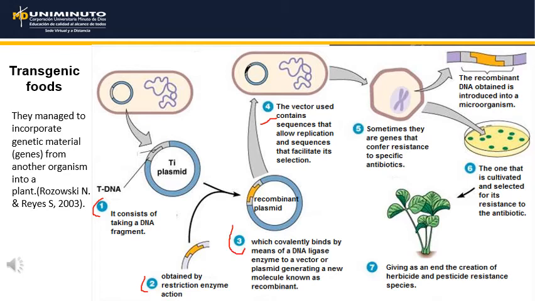molecule known as recombinant. 4. The vector used contains sequences that allow replication and sequences that facilitate selection. 5. Sometimes there are genes that confer resistance to specific antibiotics. The recombinant DNA obtained is introduced into microorganisms. 6. The one that is cultivated and selected for it resists the antibiotic. 7. Giving us in the end the creation of herbicide and pesticide-resistant species.